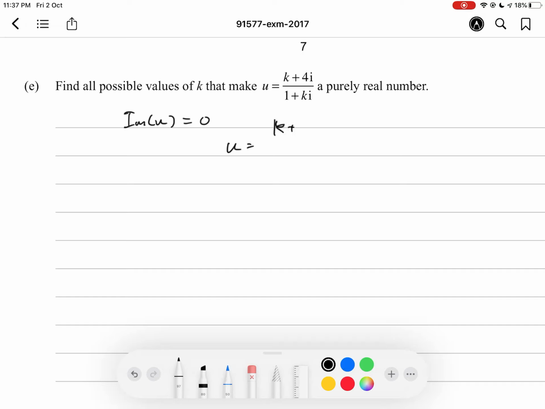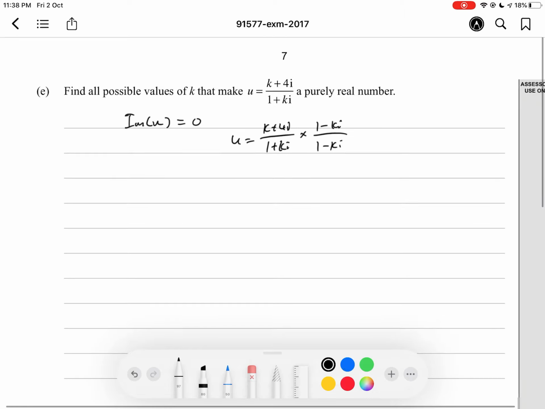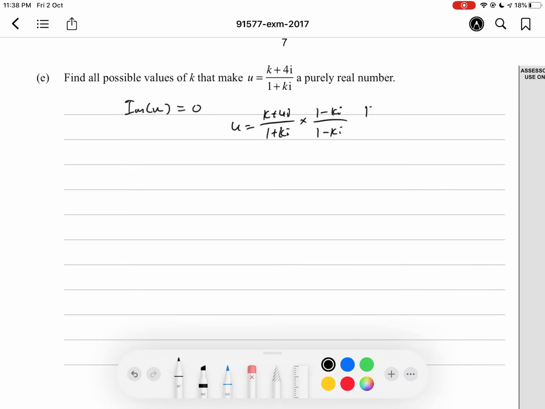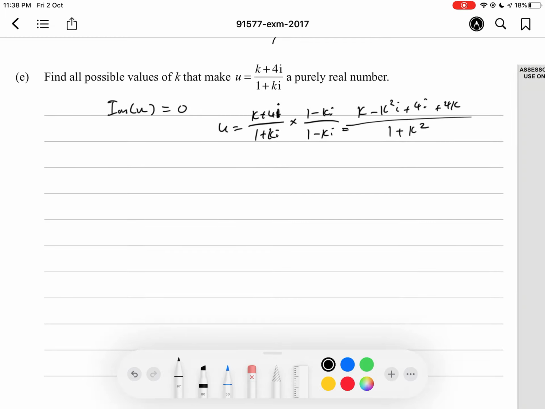So u equals k plus, sorry, it's a bit messy. So u equals k plus 4i over 1 plus ki times 1 minus ki over 1 minus ki, because we're multiplying by 1, not changing the question, not changing the u. So in this case, we're going to have k minus k squared i, sorry, that's 4i, plus 4i plus 4k all over 1 plus k squared. Sorry, it's not k squared, it's k times, okay, yeah, sorry, I apologize.